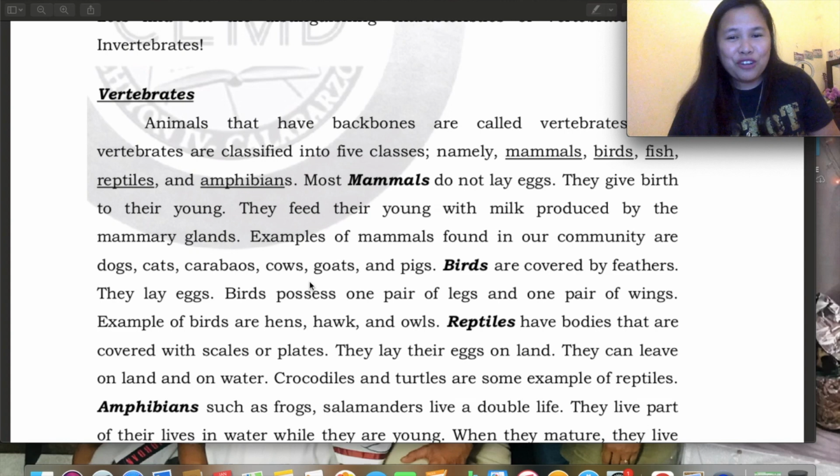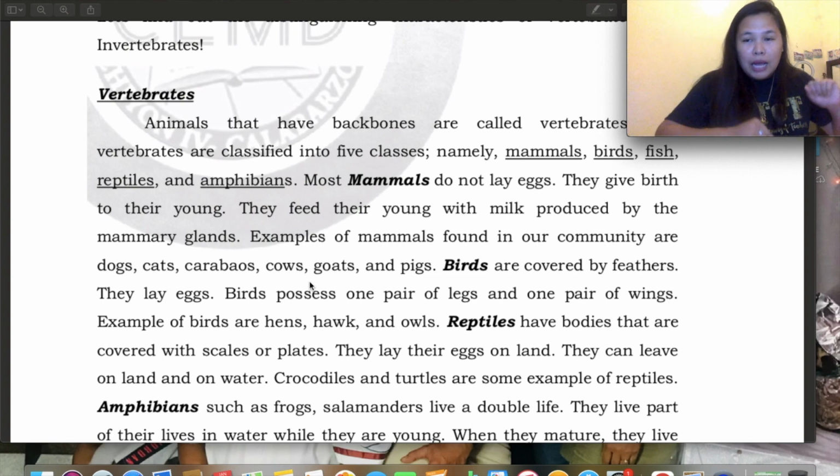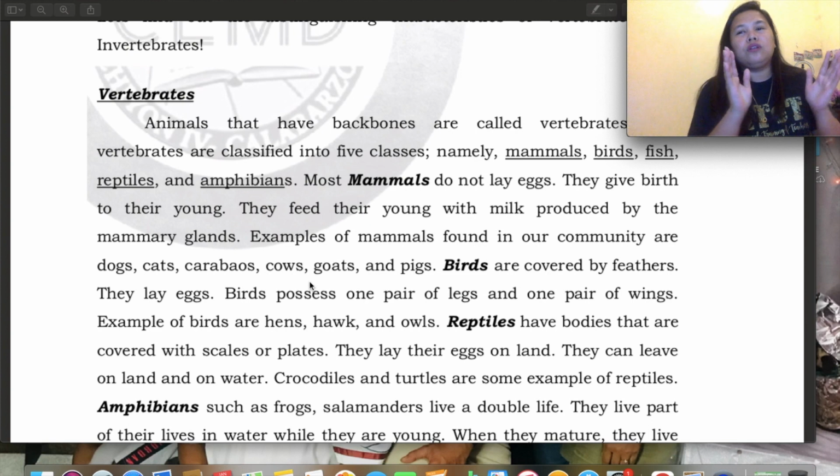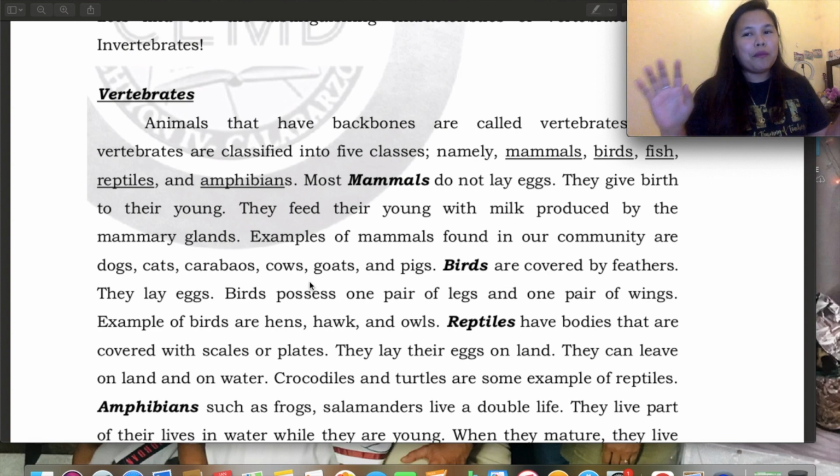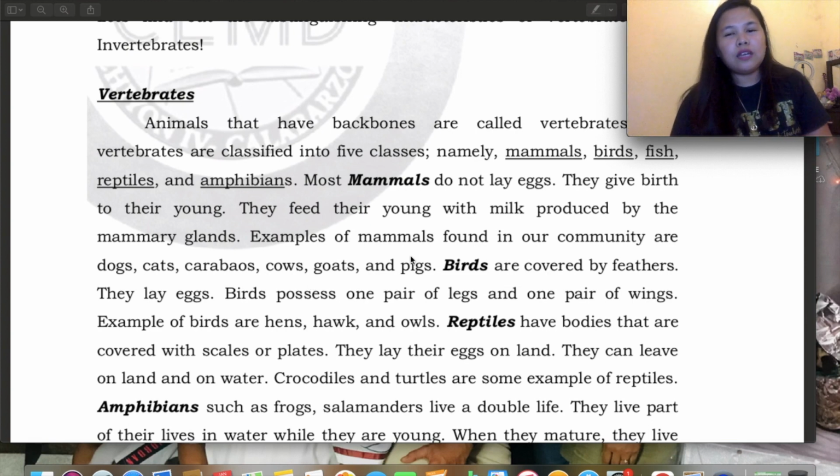Hindi ko na masyadong i-explain yung birds kasi alam naman natin, yung pag sinabing may birds, may pakpak, may balahibo, dalawang paa. Alam na natin yun, kung ano yung mga birds, okay? So, birds are covered by the feathers. They lay eggs. Ito yung nangingitlog talaga. Then, birds possess 1 pair of legs and 1 pair of wings. Ibig sabihin ng 1 pair, so dalawa. Dalawang legs, 1 pair of wings, so dalawang wings.